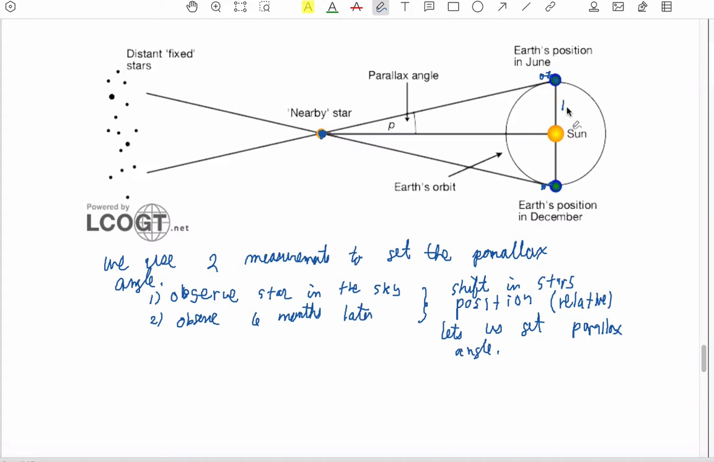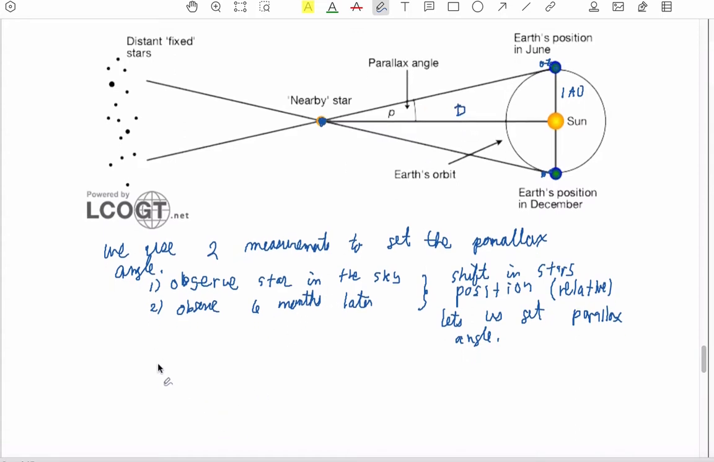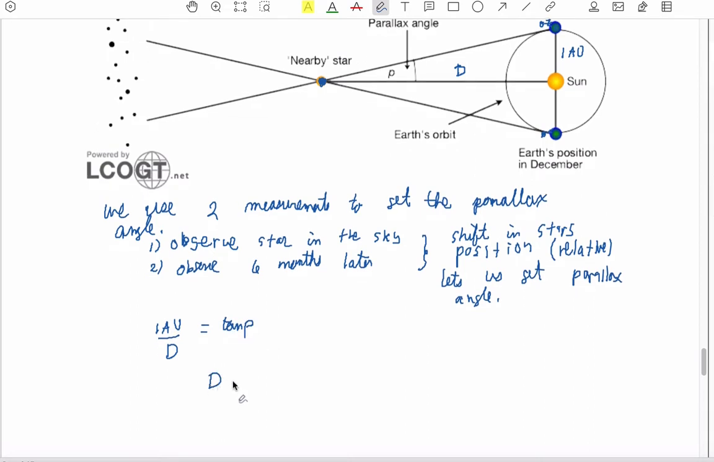So I know that this is 1 AU of distance from the Earth to the sun, and I know that this is the distance to the star I'm trying to calculate. So I can use SOHCAHTOA and say 1 AU over the distance equals the tangent of the parallax angle. And so my distance ends up being 1 AU divided by the tangent of the parallax angle. And that's the formula that I use to get the distance to a star.